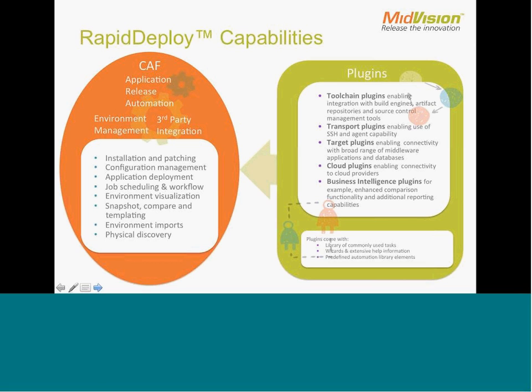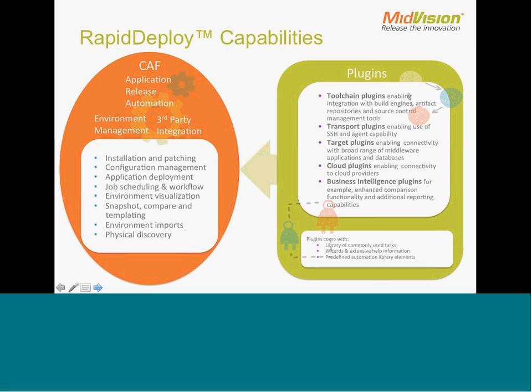And this core can integrate with several products. We have 5 groups of plugins. The toolchain plugins enable integration with build engines, artifact repositories, and source control management tools. Transport plugins allow us to use SSH or remote agents. So basically, they make the connection between the server and the targets.